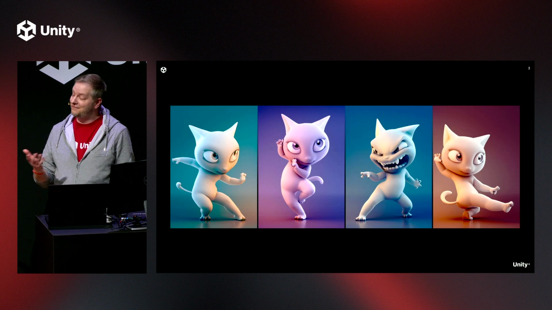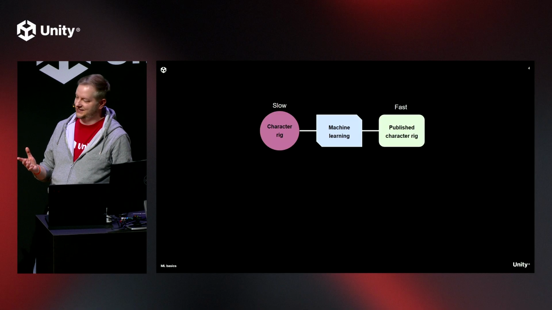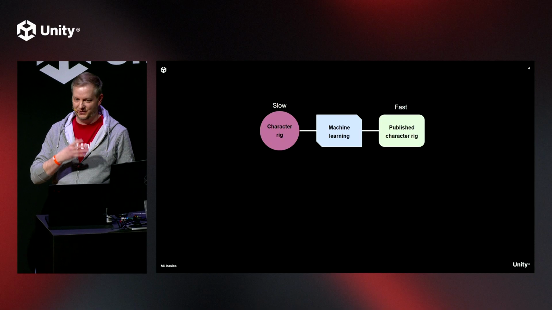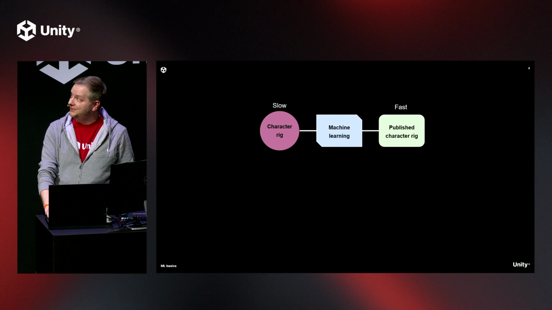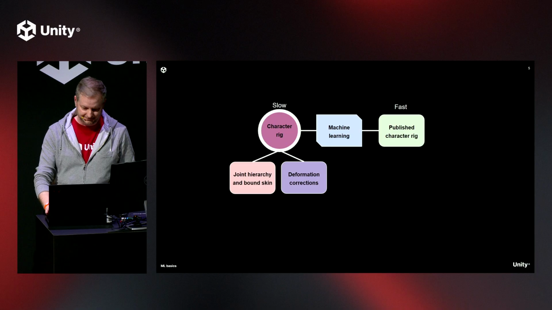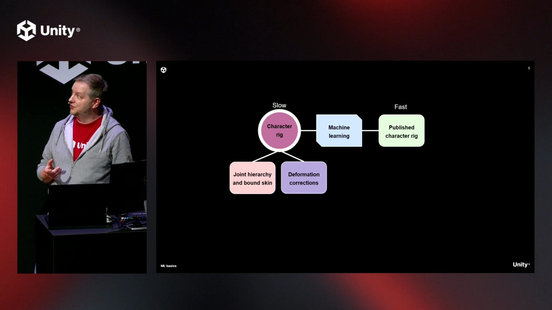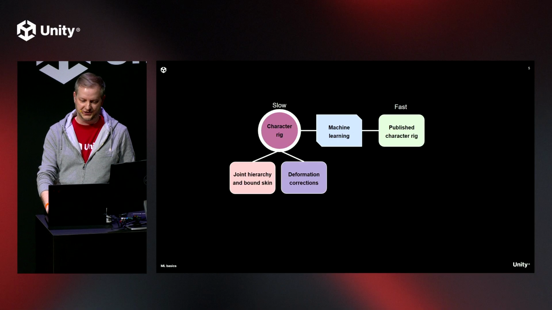If you're not familiar with machine learning for character deformation, it's probably worth a quick primer. We'll start off with a super simple example. If we take a character rig made in a traditional way, we run it through a machine learning process to learn those deformations. That same character rig is going to evaluate faster in the end. So why is that? Our character rig is made up of a lot of different things, but two of the main components are the joint hierarchy with the skin weights and the deformation corrections. And it's typically those deformation corrections that are going to be slow with our character rig.